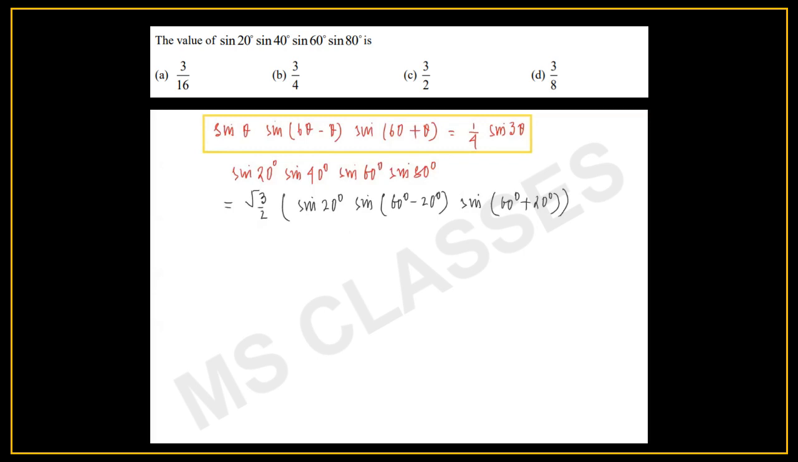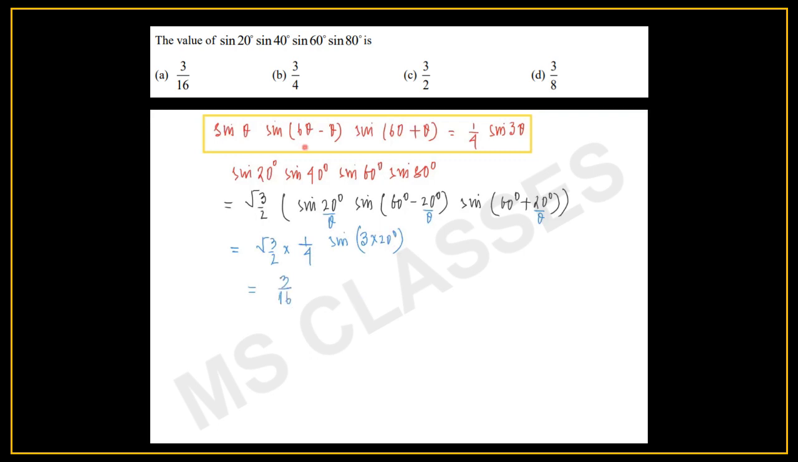We can express this whole expression: sine 20, sine 40 is sine of 60 minus 20, sine 80 is sine of 60 plus 20. So this is in accordance with the above expression. Here we can just think that these are theta, this is theta, this is also theta. So this will give us root 3 by 2 into 1 by 4 sine 3 into 20. So sine 60 is root 3 by 2. So this will be 3 by 64.